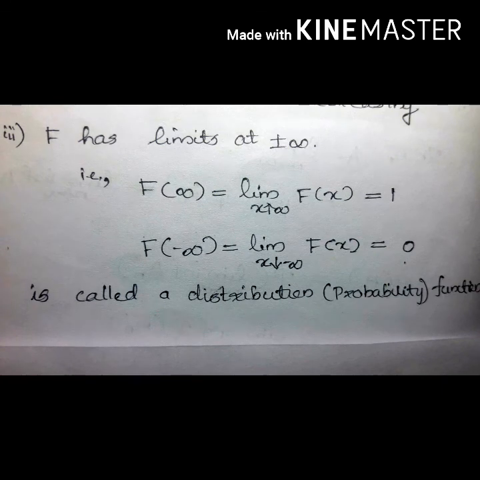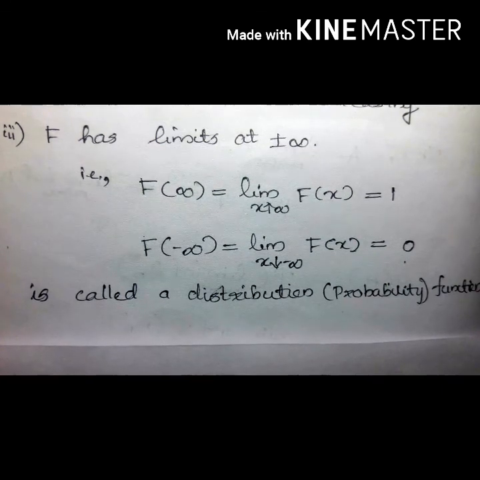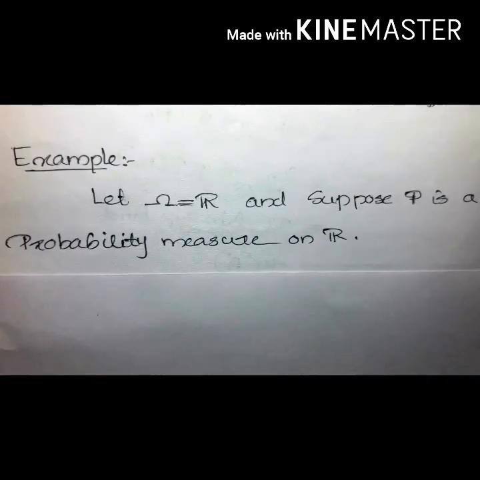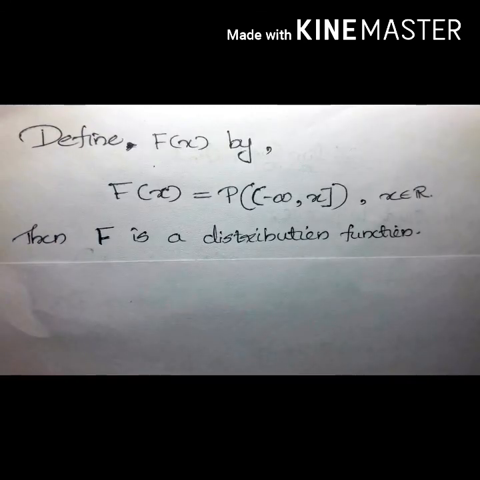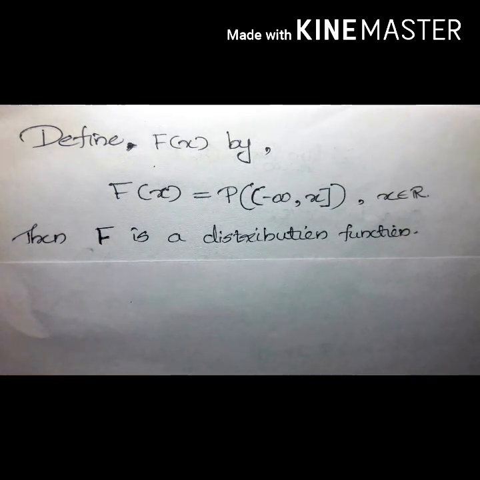Let's see an example. That is, let omega equal R, and suppose p is a probability measure on R. R is the real number system, and define capital F of x by f of x equal to p of the interval open minus infinity, closed x, x belongs to R. Then f is a distribution function.